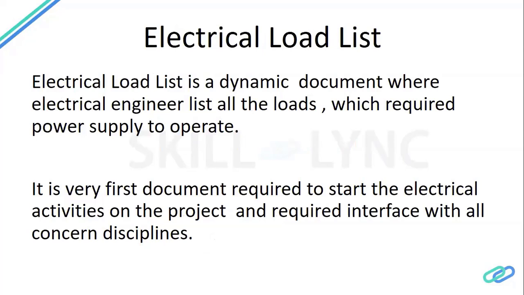Now this is the most important thing to decide the transformer: the electrical load list. What is the electrical load list? It is a dynamic document where the electrical engineer lists all the loads which require power supply to operate. So you have one document where you list all the equipment which needs power supply. But why am I calling it a dynamic document? Because these inputs keep changing throughout the project.